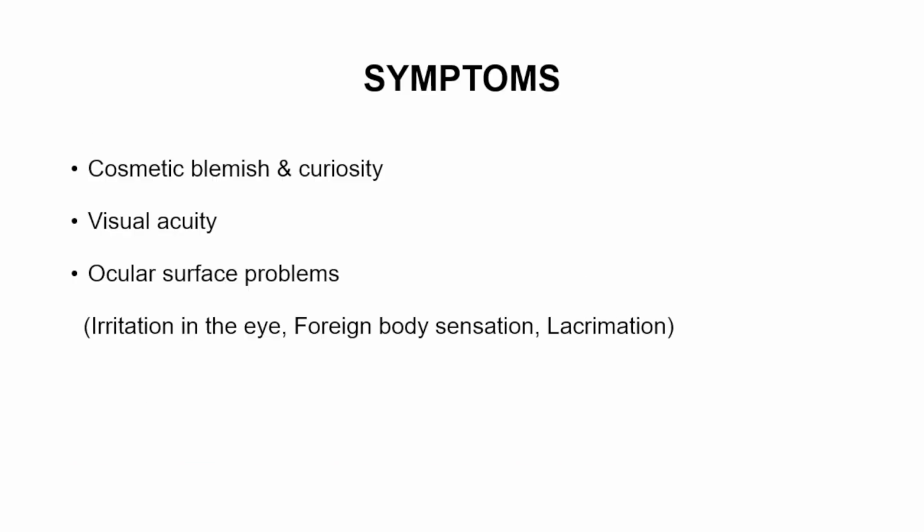Symptoms: most of the patients present to us with curiosity about what it is there in their eye, cosmetic blemish, and the visual acuity. If it's a large pterygium causing higher astigmatism, they will come with defective vision. And the ocular surface problems, since there is a surface alteration, it will cause dellen formation, dry eye symptoms, irritation of the eye, foreign body sensation, and lacrimation.